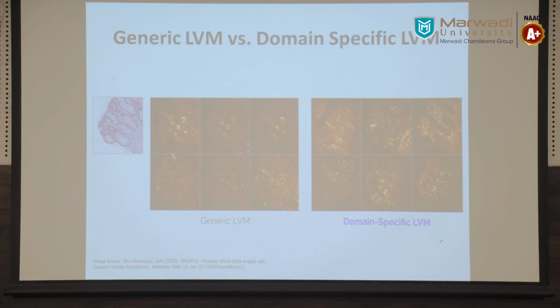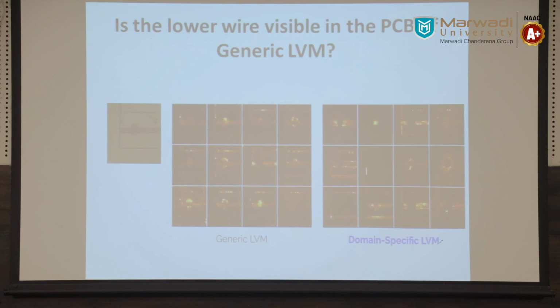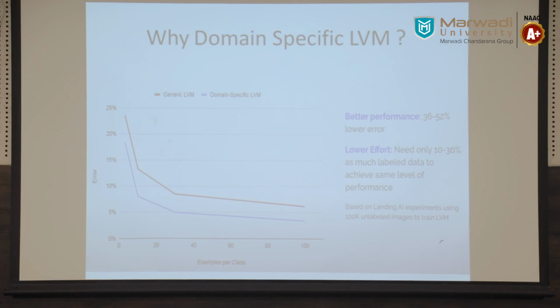Here also the same stuff. Domain-specific is able to give a better real result, and more insights about it. So these are all the things that you have to understand. And here this is a circuit design. Hopefully it is visible. If it is not, I'm sorry. The bottommost line is not at all visible in the generic LVM, but here the bottom line is visible. So this is the power of domain-specific LVM. Any image, if it is domain-specifically trained, produces better results.